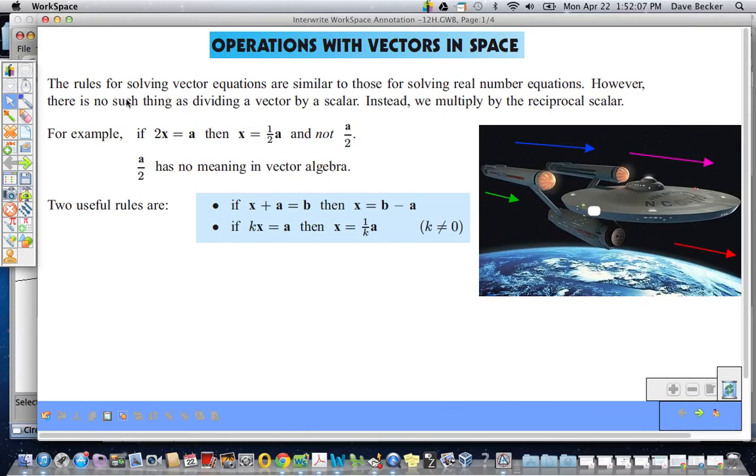the same rules apply as within 2 dimensions. But we do need to make sure that we understand that in 3 or in 2 dimensions, there is one rule of solving vector equations that is not the same as solving regular equations, and that is we cannot divide a vector by anything. Okay, we can't break a vector into 2 parts. Now we can multiply and make the vector shorter, but we can't divide it into 2 different parts. So when we're faced with 2x equals a, x equals 1/2 a is correct, and a over 2 is not correct because the division has no meaning in vector algebra. And that's summarized right here in this rule.